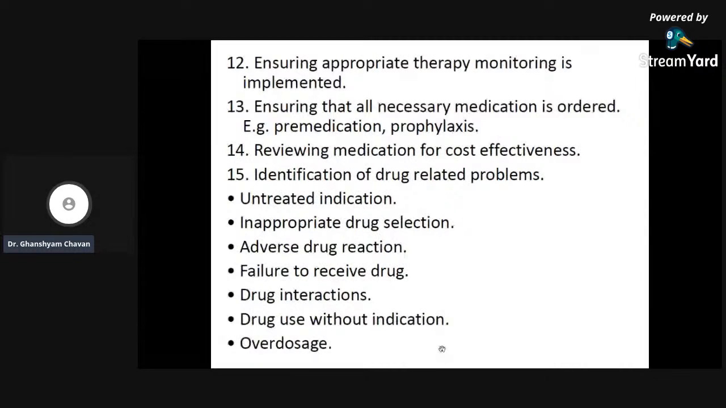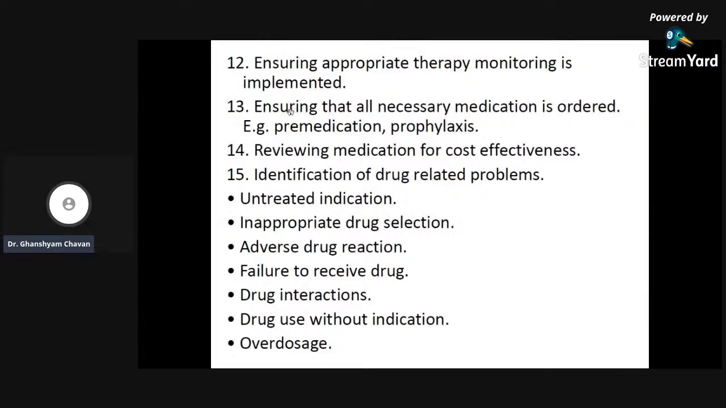Next is ensuring appropriate therapy monitoring is implemented. So here appropriate therapy monitoring is required. Means we should check that the patient is getting proper results or not. Is there any progress in the health of that patient or not, that you should check. Means our therapy is working or not, our treatment is going in the right direction or not. If it is not going in the right direction, in that case we can change our drugs for better results.